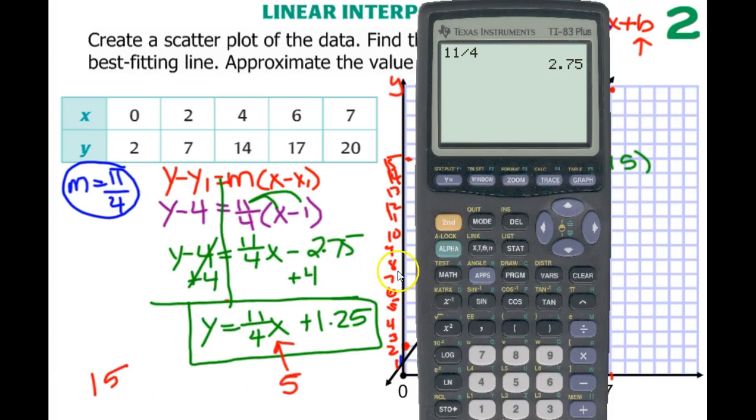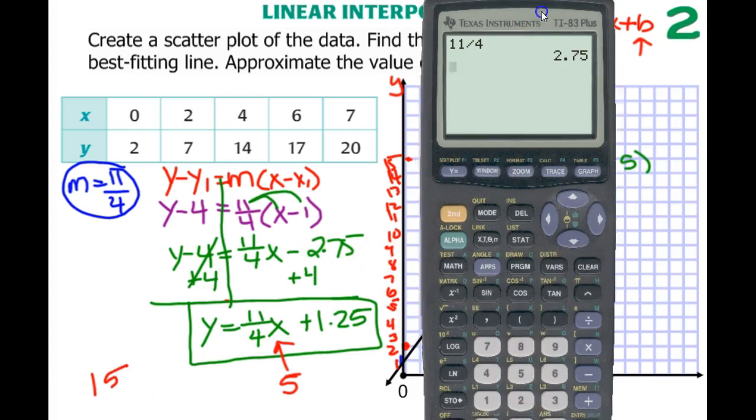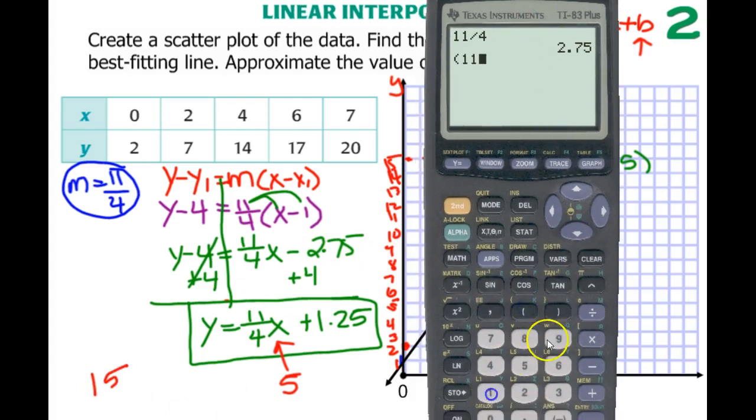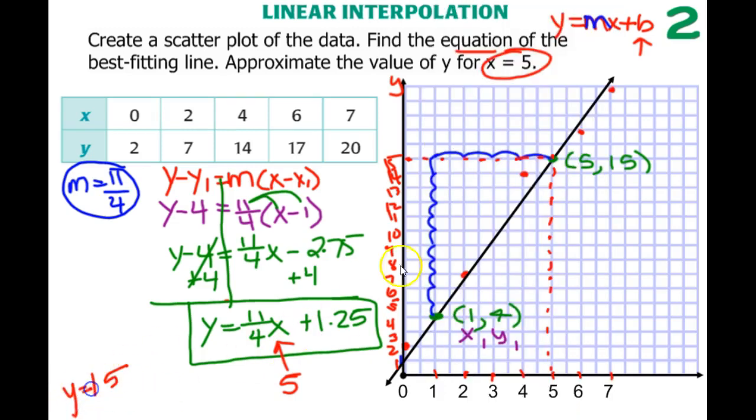But if we want to double check that in our calculator, I could plug in parentheses, 11 divided by 4, that's our slope, times x, which is 5. And then we're going to have to add 1.25. And that gives me 15. Exactly what our graph says as well.